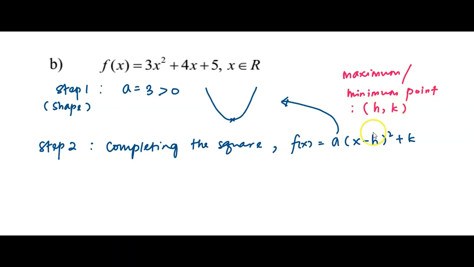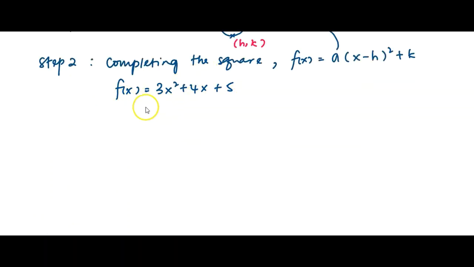All right, if you have a minimum point, as in this case, then the minimum point will be given by changing the sign of the negative h into positive h, and the y coordinate will be k. The coordinate of the minimum point will be (h, k). So now we need to find the values of h and k. Copy down the function first.